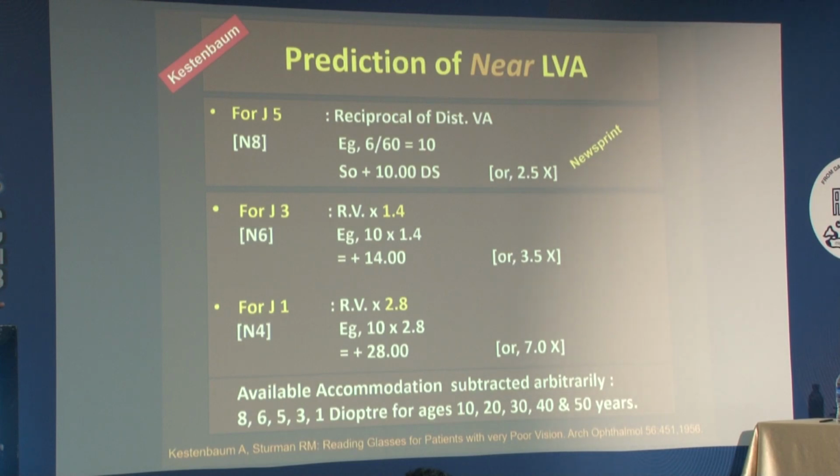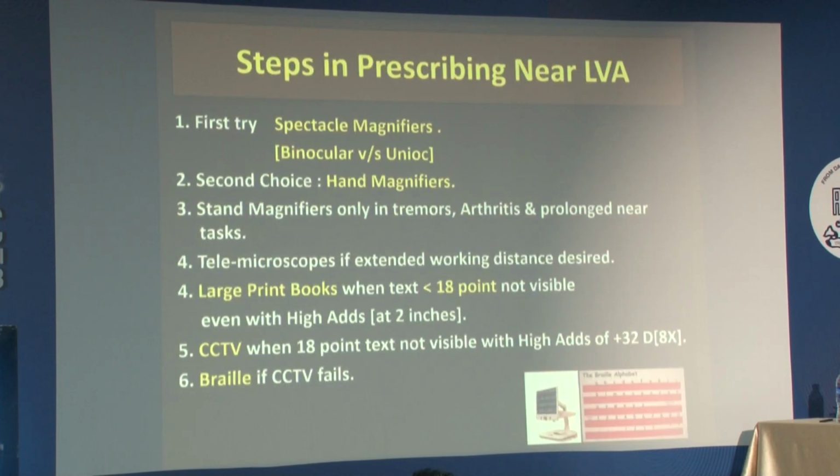The second thing to remember while applying the Kestenbaum's rule is that it doesn't work well in people who have got central scotomas. For central scotomas, you have to actually give twice the predicted magnification by Kestenbaum's rule. So remember that central scotomas, you'll need more than this. Rest of the cases, the rule works well. So these are the steps in prescribing near low vision aids.